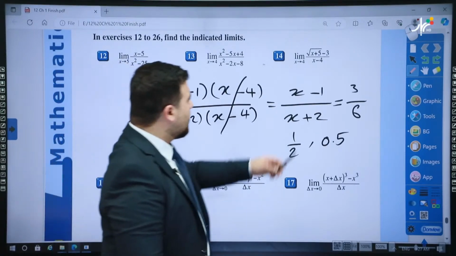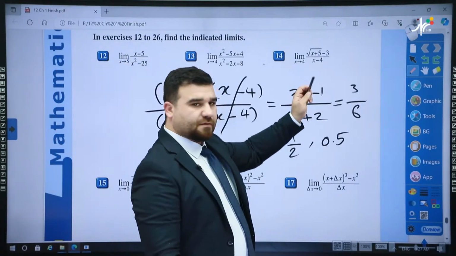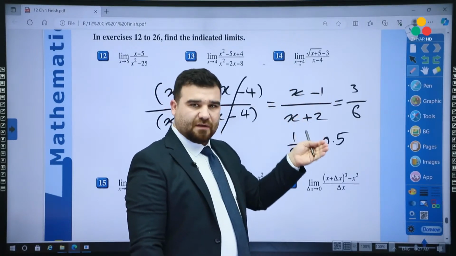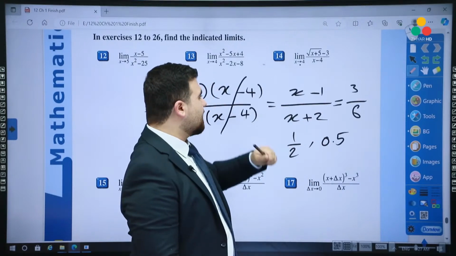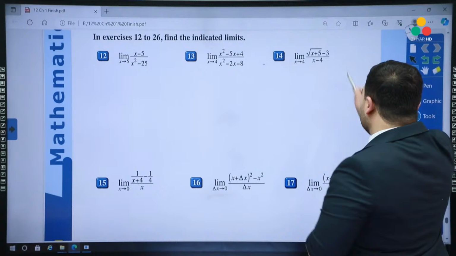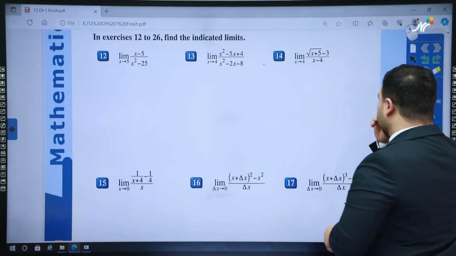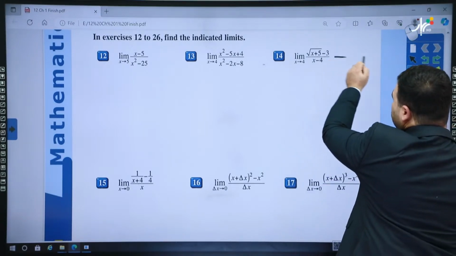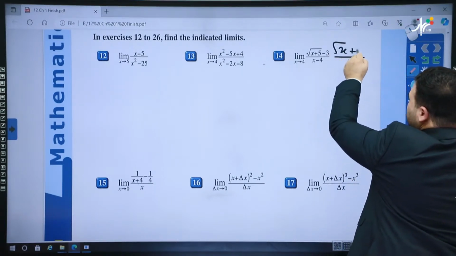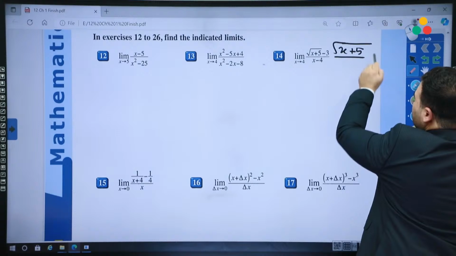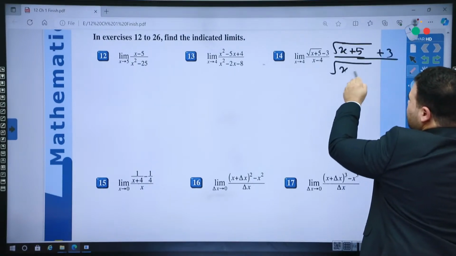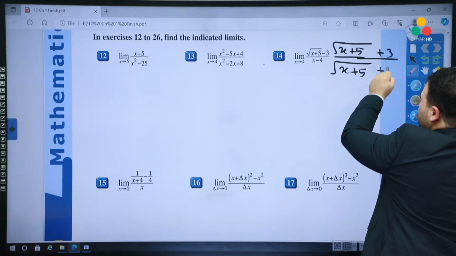This one, if I put 4, this will be 4 minus 4, that's 0. If I put 4 in place of this x, 4 plus 5, 9. Square root of 9 is 3, and then 3 minus 3. This will be 0 over 0. To get rid of this square root, I should multiply up and down by the conjugate of this root, which is square root x plus 5 plus 3. And down the same thing, square root x plus 5 plus 3.